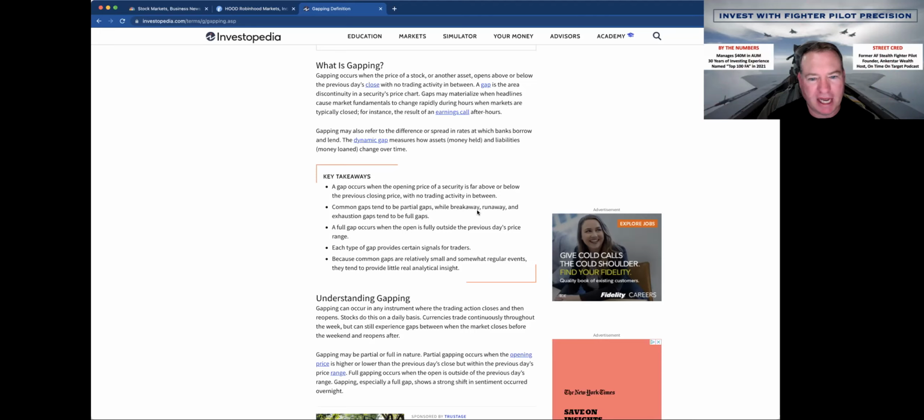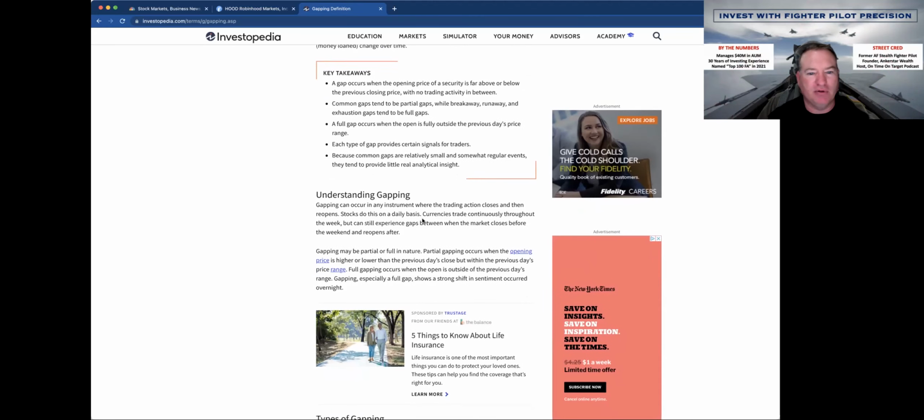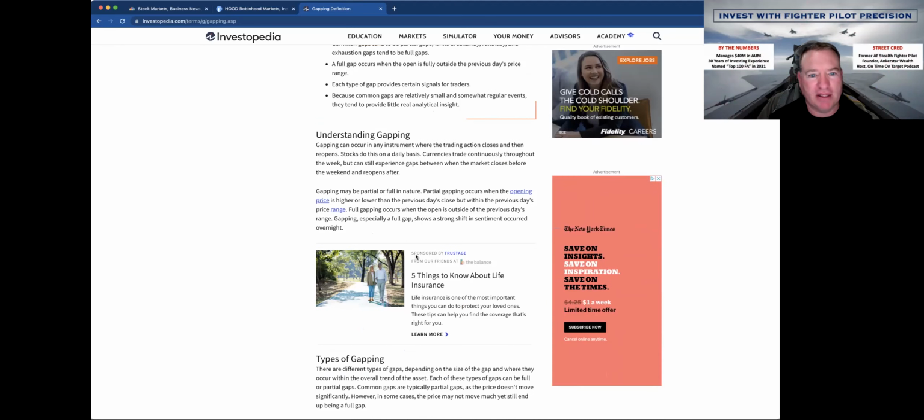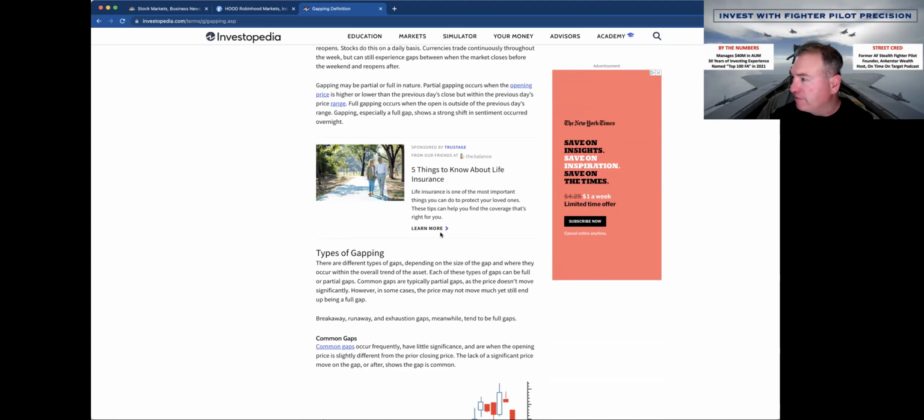So there can be partial gaps, breakaway, runaway, and exhaustion gaps. I would say continuation gap is another one I use. They generally happen overnight. So that's why these strategies are so popular, because they happen overnight and then the volume hits. You can take them pre-market, but mostly the volume hits when the market opens for everybody.